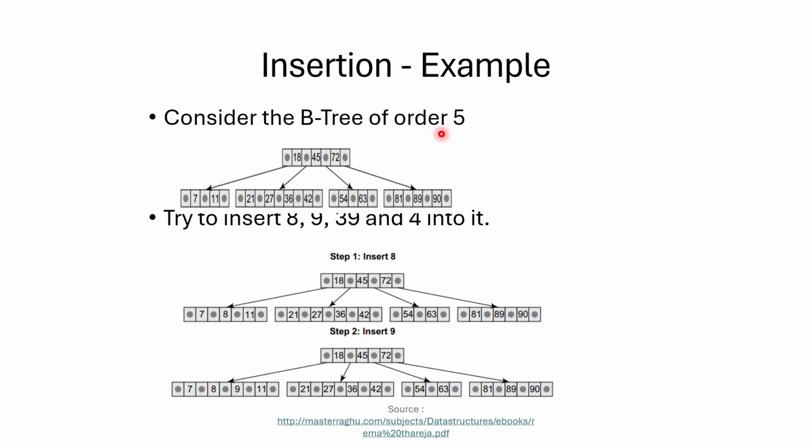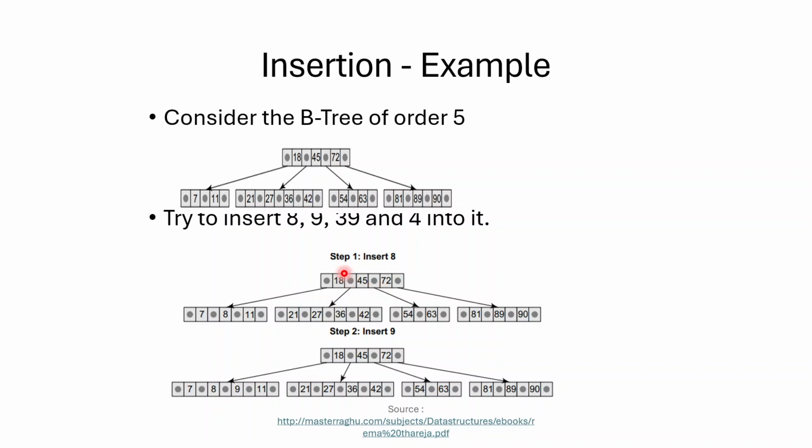So how much data can be stored in a single node? So m minus 1 keys, m minus 1 data can be stored in a single node. So 5 minus 1, there are 4 data can be stored: 21, 27, 36, and 42. 4 data can be stored in a single node. So now we will try to insert the data 8, 9, 39, and 4 into it one by one. So at first we will try to insert a data called 8.